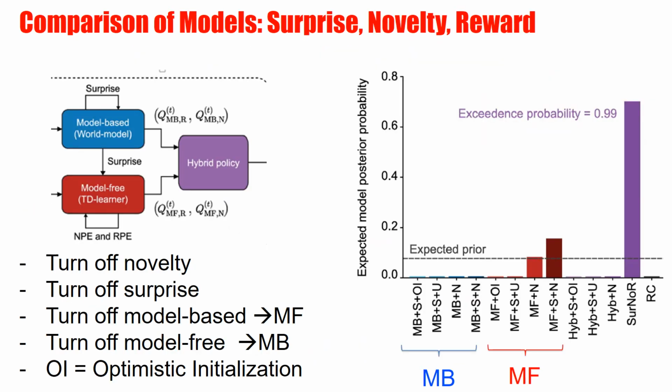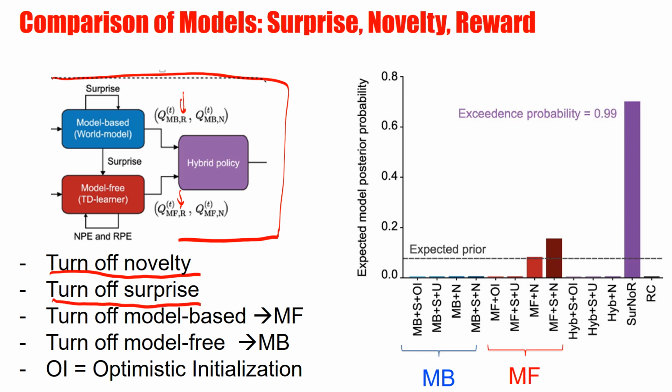And this is what we try to do here. So we have here again the model with all the components. Then we can turn off novelty. That means we only use reward-based Q values and forget the novelty-based Q values. Or we can turn off surprise. That means we no longer modulate the learning rate by surprise. Now let's see what happens if we turn off surprise.